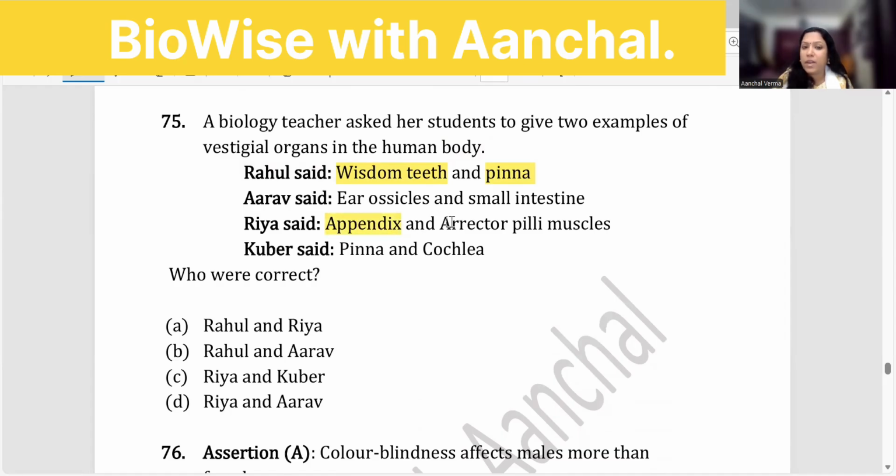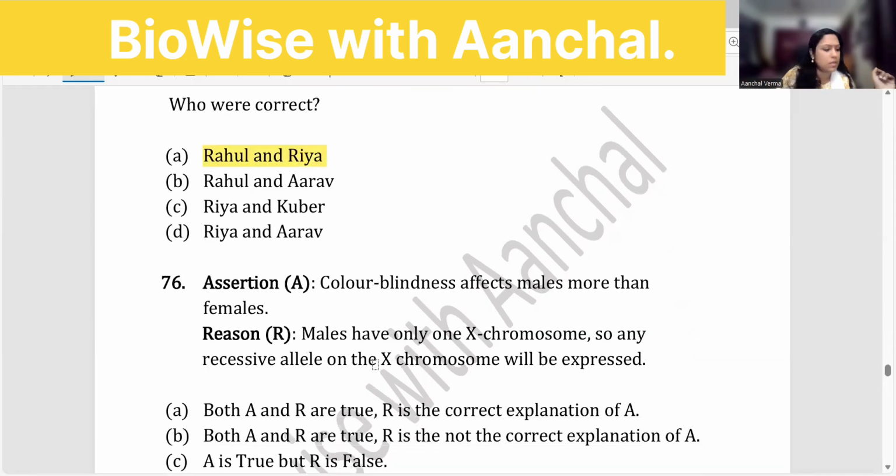What is erector pili muscles? These muscles are present in your skin, which helps in the movement of hair on the skin. So it is also a kind of vestigial organ for us. Pinna and cochlea. So what is the right answer? Ria and Rahul. Is Ria and Rahul there? Ria and Rahul. Yes, Ria and Rahul. This is the correct answer. Okay. Moving to the next question.